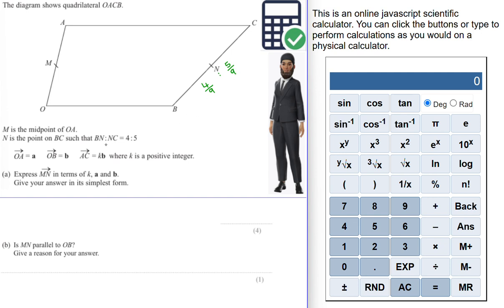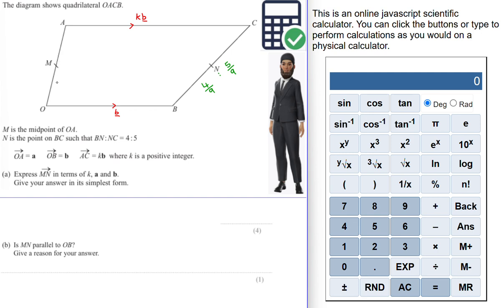Let's have a quick look at some of the other material. OA is a, and OB is b, so let's label this as vector b. AC is kb, so let's go in that direction. This is k lots of, a scalar of b, where k is a positive integer. Express MN in terms of k, a, and b.